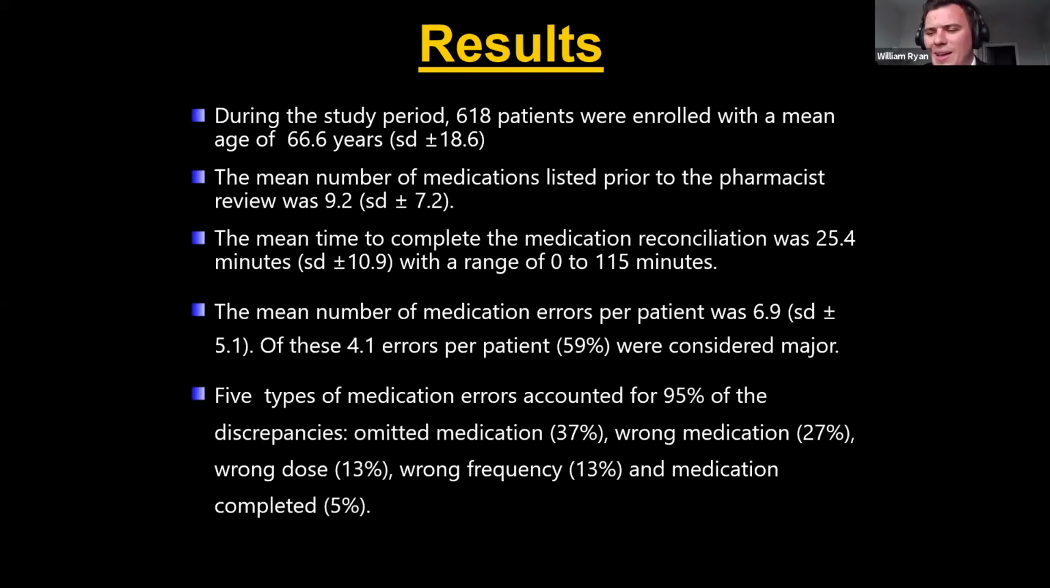We categorized the types of errors into 8 types, but we found that 5 of these types accounted for about 95% of discrepancies. This included omitted medications, wrong dosages, wrong frequencies, and medication completed, meaning that the medication that was listed was a therapy that they had already completed.